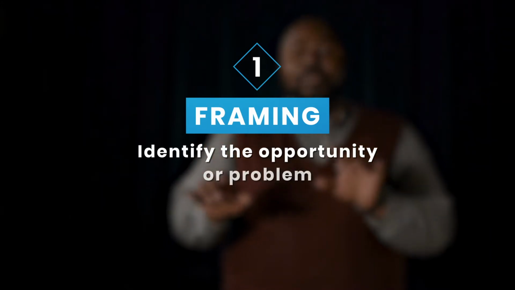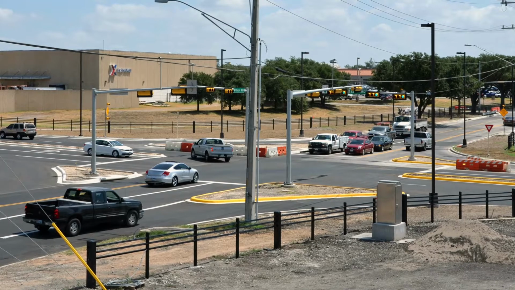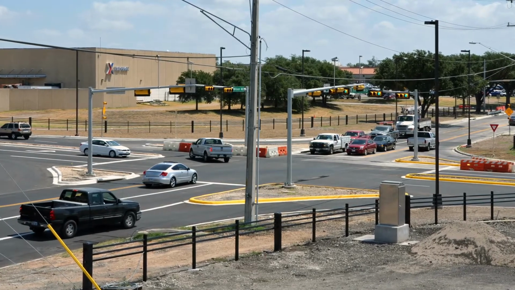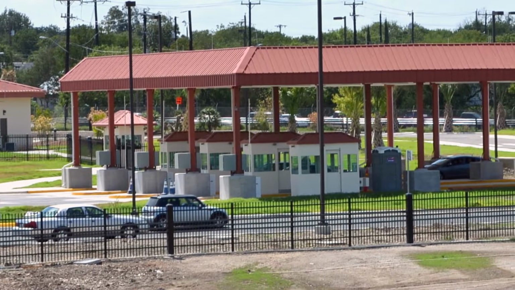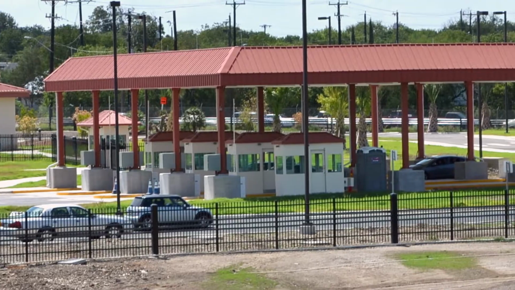Framing is step one. Identify the opportunity or problem. Think. What will this intersection look like 10 or 20 years from now? What will traffic flows be like? What vehicles will be on the road? How will these changes make things better or worse? Framing and asking the right question will lead to better outcomes.